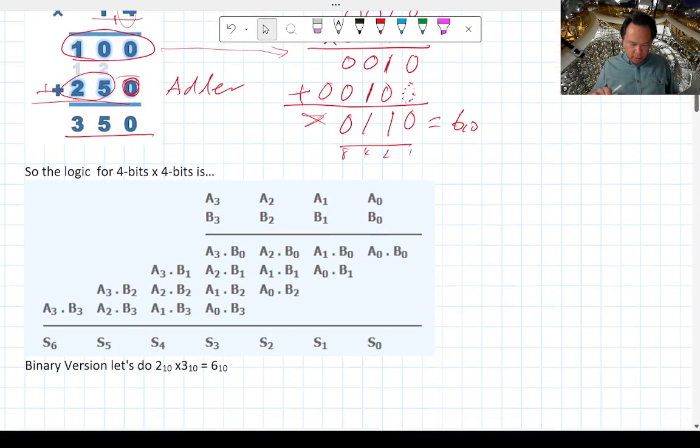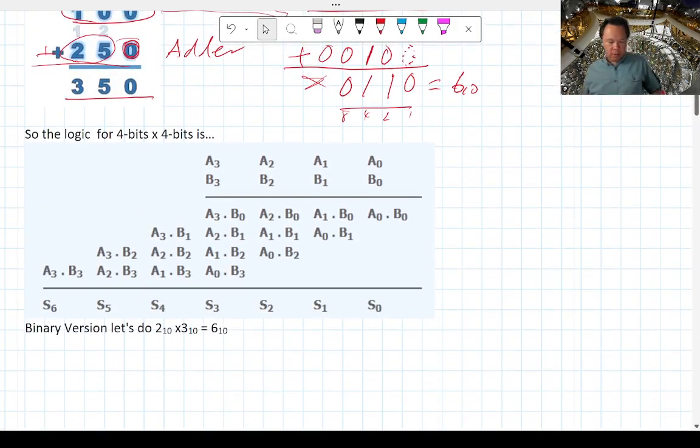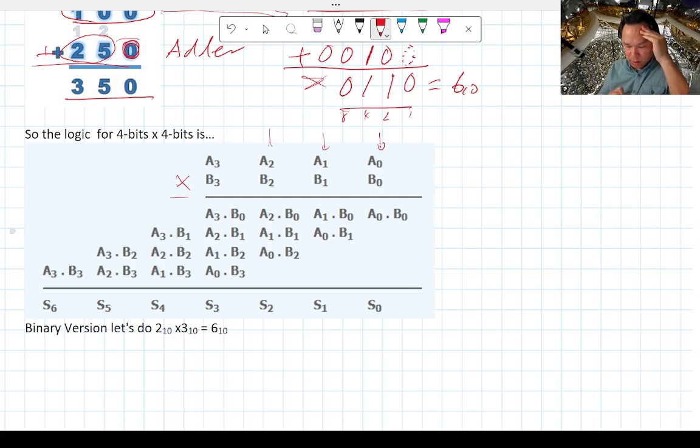So I found on the internet this 4-bit by 4-bit multiplication table, just to show how this works with arbitrary numbers and 4 bits. Once again, you line up the bits, you have the least significant bits on the right, the next one here, next one there, the most significant bit on the left.